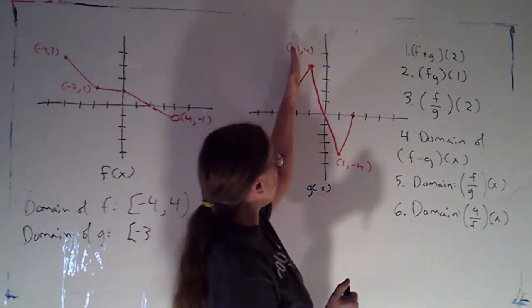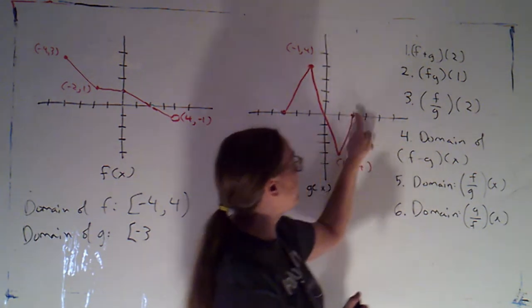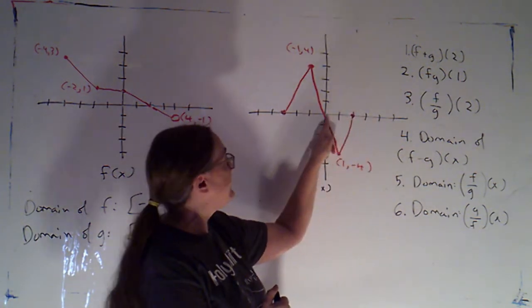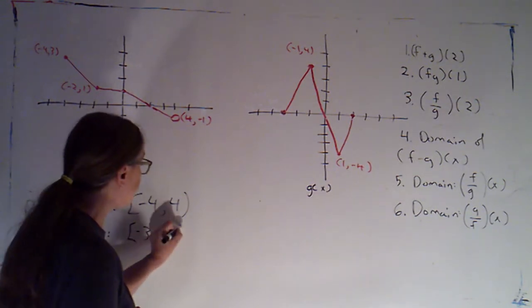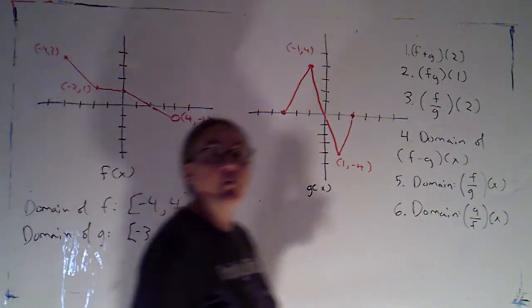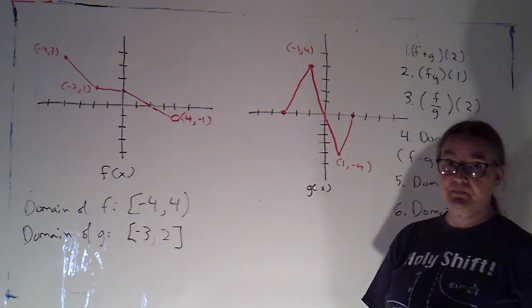And now I've got graph, graph, graph. I cease to have graph once I pass this point. And the x value of that point would be 2. Now there is a point there, so the domain of g is this closed interval from -3 to 2.